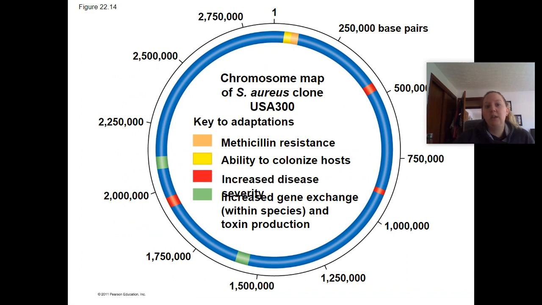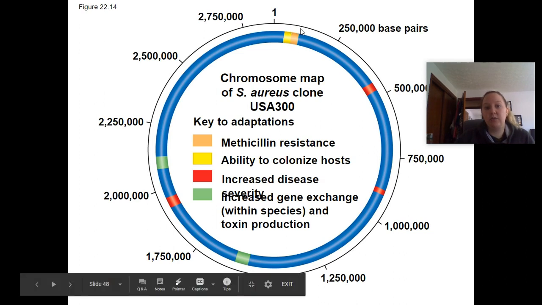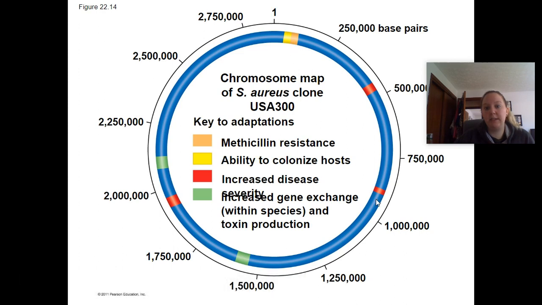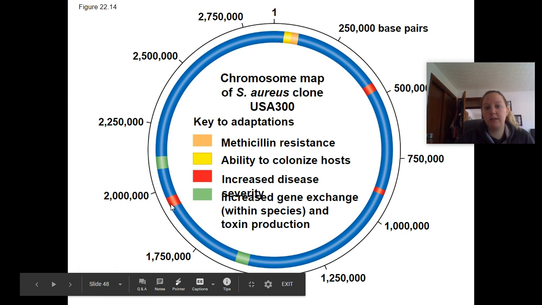easily. This is just a chromosome map of MRSA, of a clone of it called USA 300. You can see it's resistant to the methicillin here. It increases disease in these 3 spots, and it can increase gene exchange as well.